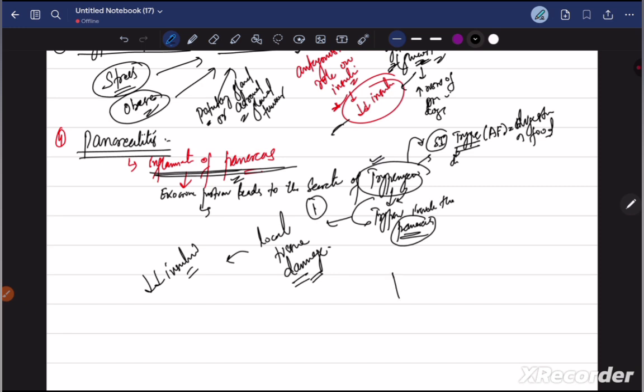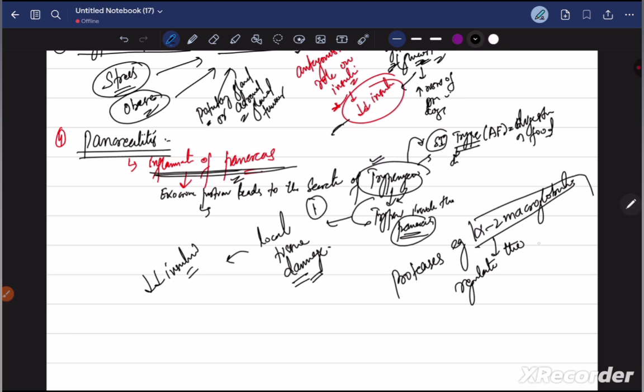It has been found that there are some proteases, for example a protease known as alpha 2 macroglobulin. These alpha 2 macroglobulins regulate the function of enzymes like trypsins. They regulate the function of these trypsins.